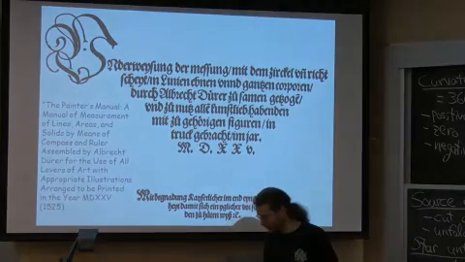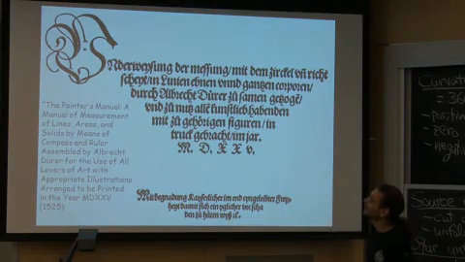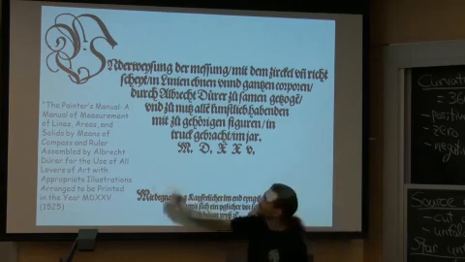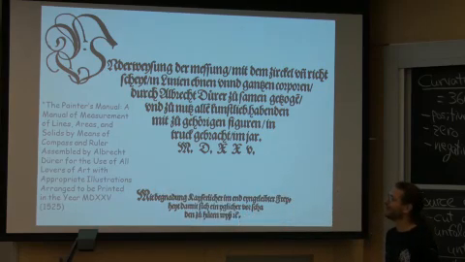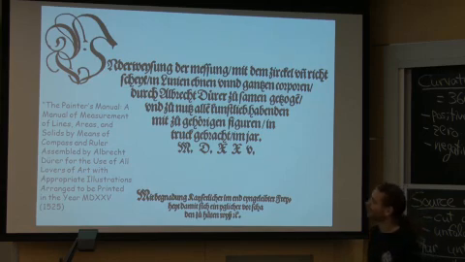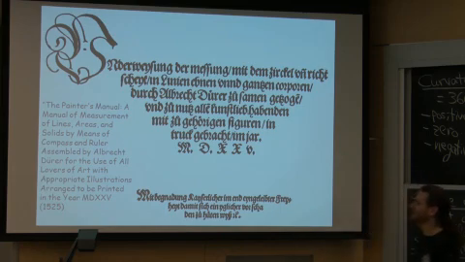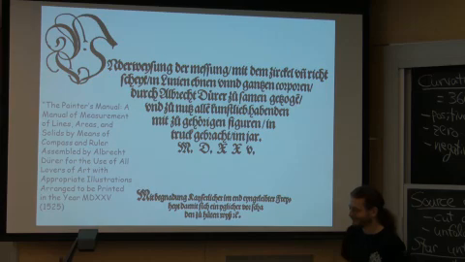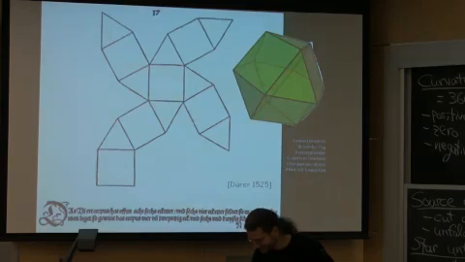And so he made a lot of unfoldings in this book. This is the original title. Here's a translation. Titles were a lot longer in those days. The Painter's Manual, which I usually call it. A manual of measurement of lines, areas, and solids by means of compass and ruler assembled by Albrecht Dürer for the use of all lovers of art with appropriate illustrations arranged to be printed in the year MDXXV. Sorry. And I don't even know what the subtitle is. But, there you go. If you read German, I'm told this is a challenge because of the old script.